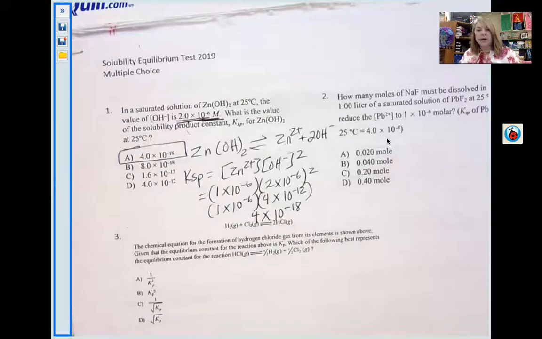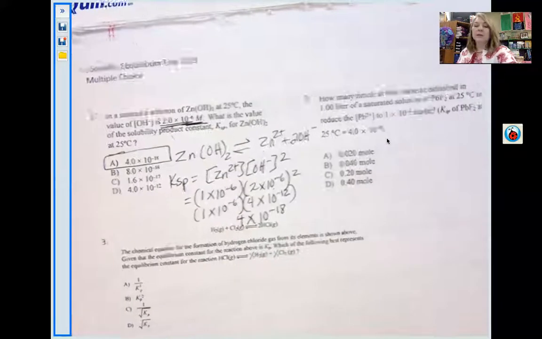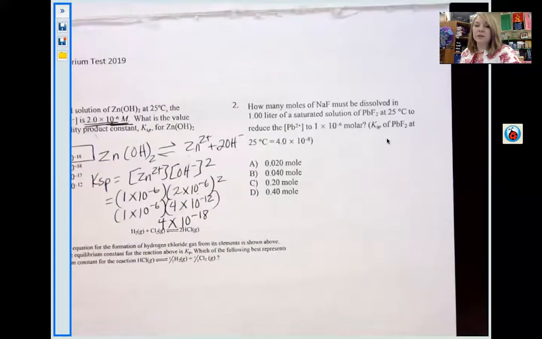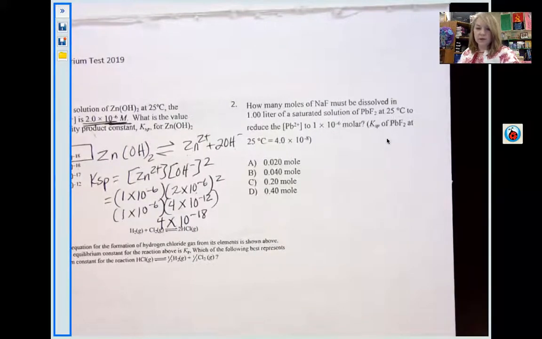So you're working out these problems, showing where you solved it so that I can see you understand what you're doing. All right, let's look at the second question. How many moles of NaF must be dissolved in 1 liter of saturated solution of PbF2 at 25 degrees Celsius to reduce the lead to 1 times 10 to the negative 6? And then they give you the Ksp value.